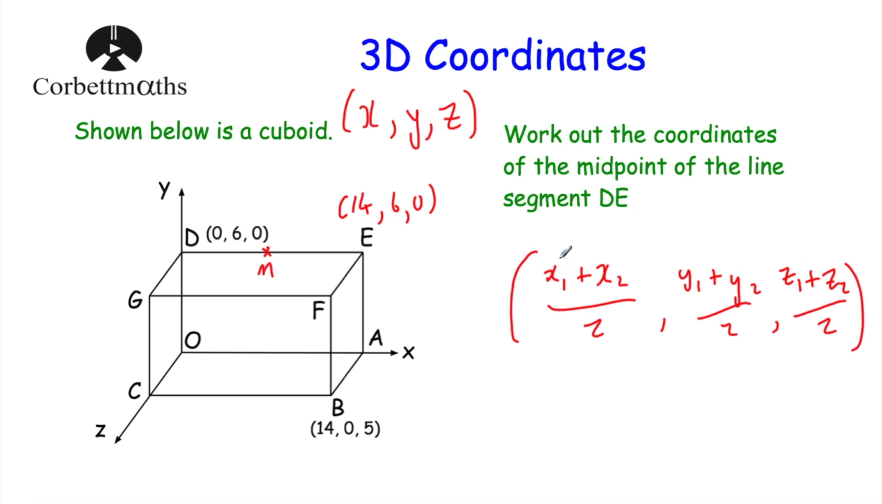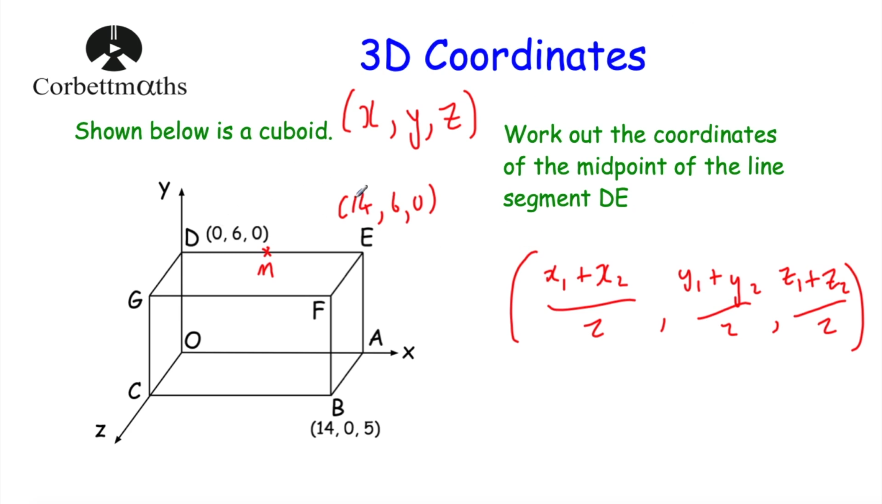So we're adding together the x coordinates and then dividing by 2. Then we're going to add together the y coordinates and divide by 2. And then we're going to add together the z coordinates and divide by 2. And some people remember that formula and some people just add them together and half it. Okay, so if we want to find the midpoint of these points, let's do that. So let's add together the x coordinates and half it.